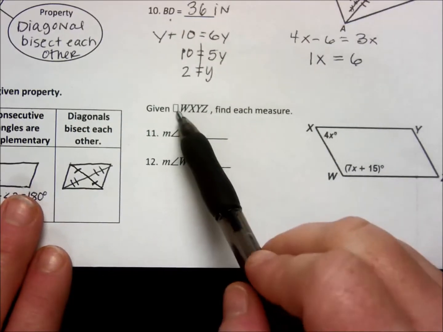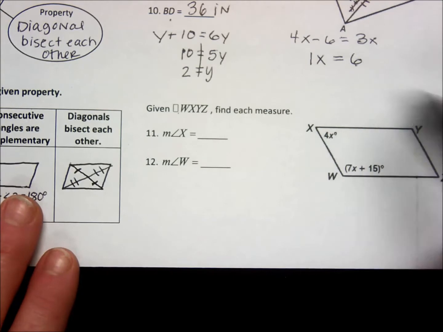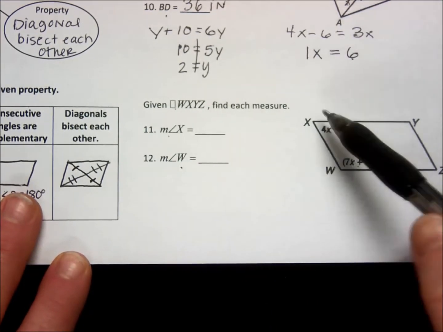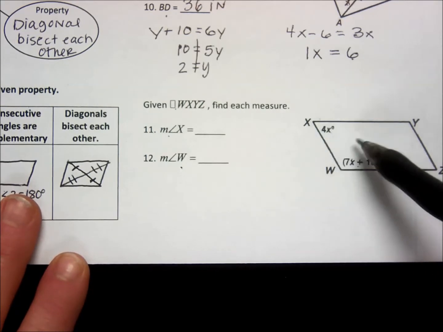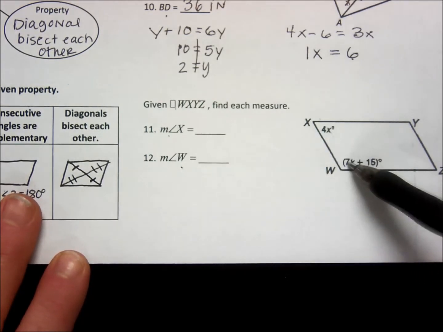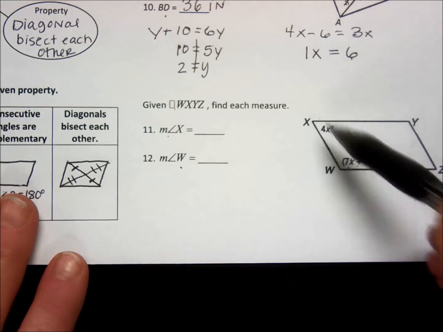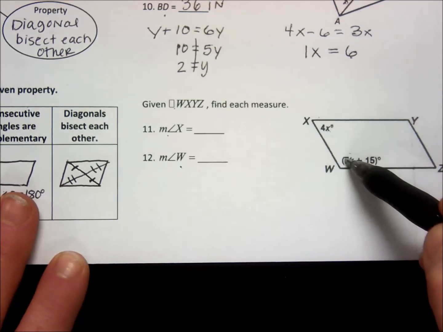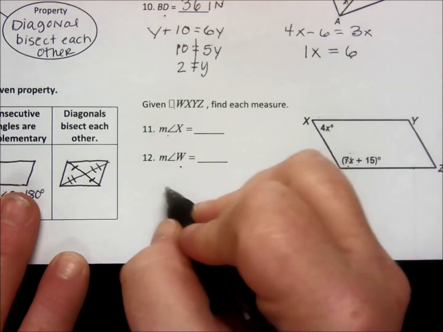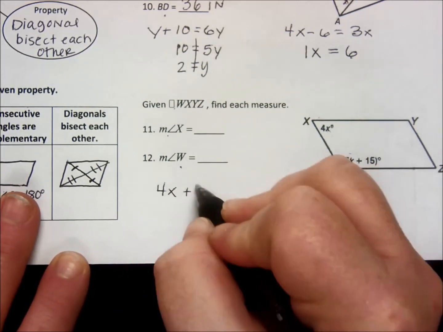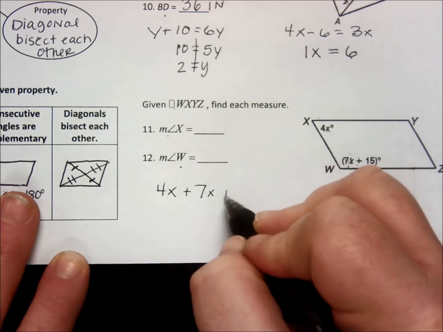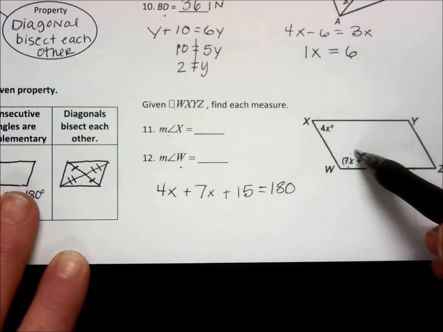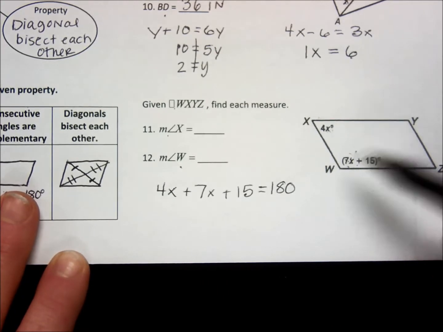It says in parallelogram WXYZ, this one over here, find angle X and find angle W. So in this case, I have x's in these equations. So I need to solve for x before I can find out what these angles are equal to. Well, these angles are side by side, so I know they don't equal each other, but they are supplementary. So that means 4x plus 7x plus 15 should equal 180 degrees because these are supplementary angles, and supplementary angles add up to be 180.